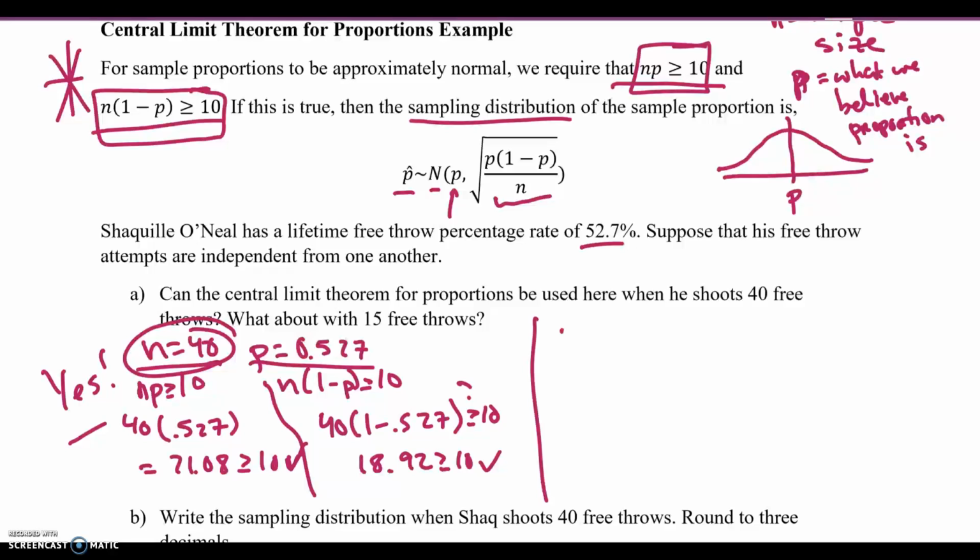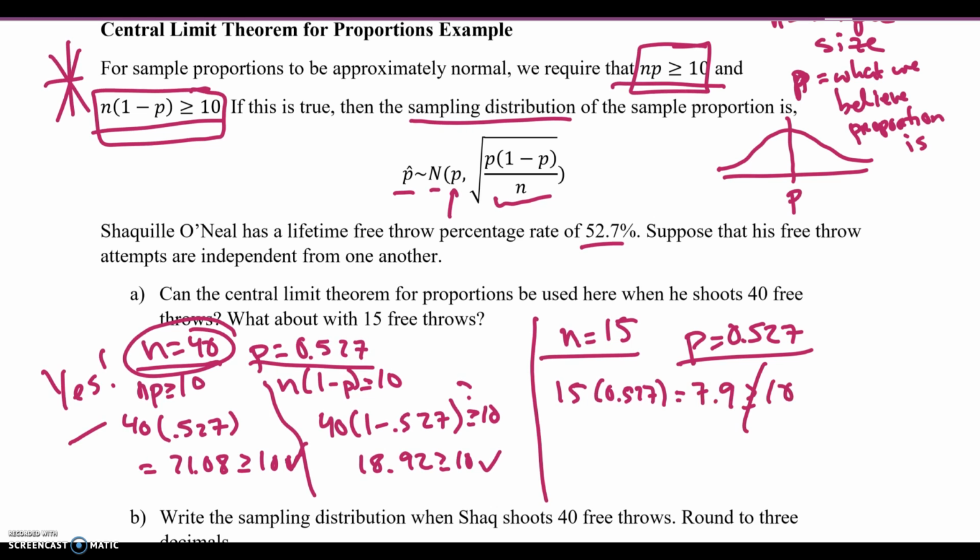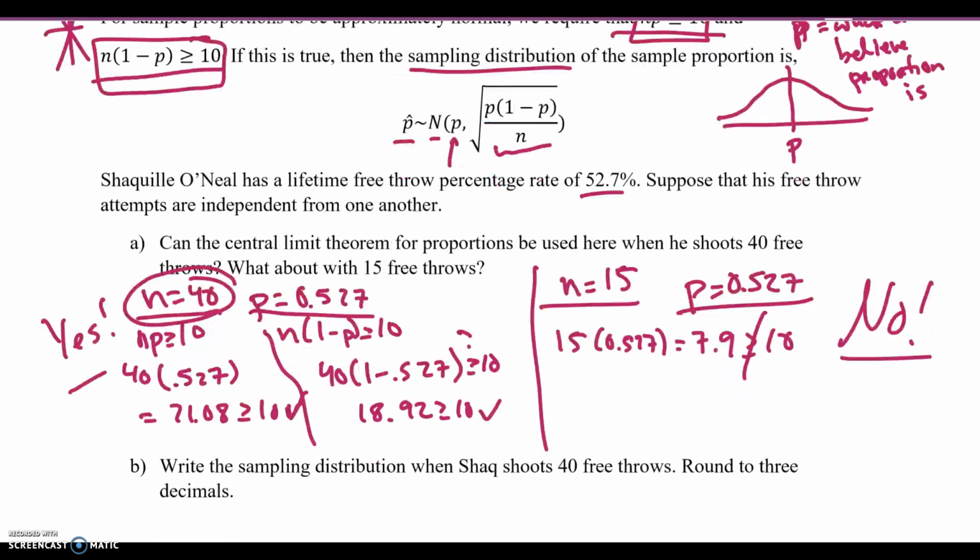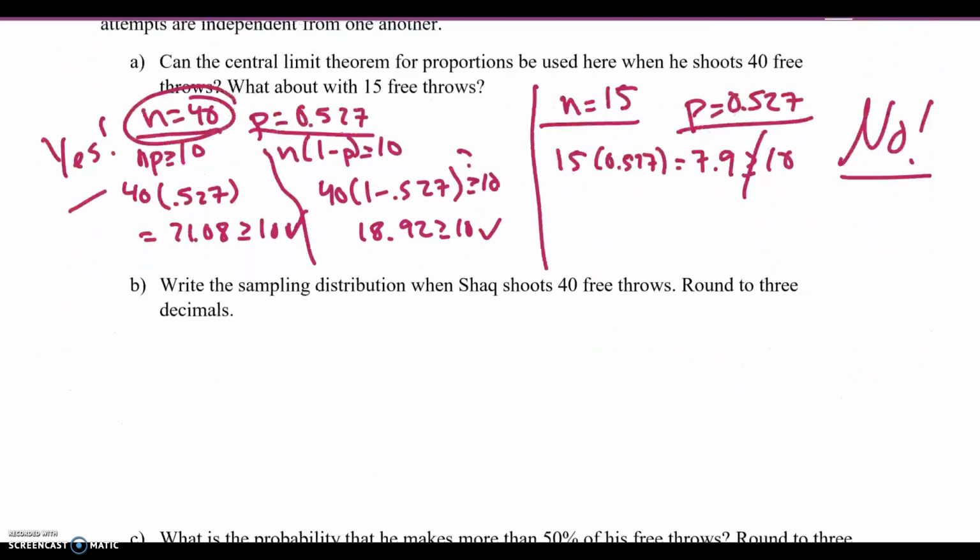Okay, now can we use it when n equals 15? Or is that too small? Okay, so p hasn't changed, it's still 0.527. So we're going to have 15 times 0.527. Let's see what that equals. So 15 times 0.527, and what we get is 7.9, and you can see that this is not greater than 10, so we can stop there. We can say that no, we cannot do it for n equals 15. You don't need to even check the other one because this one already failed. Okay, so now that we have that, let's do part B.